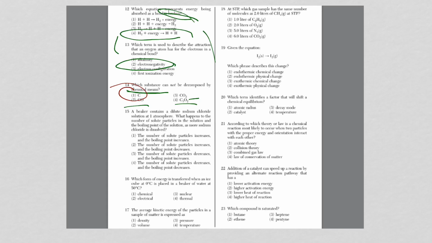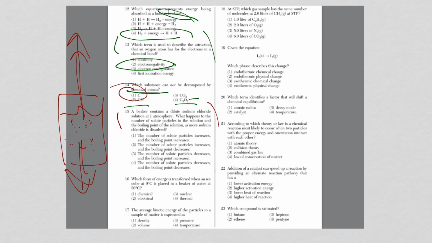Okay, for 15, a beaker contains a dilute sodium chloride solution at 1 atm. What happens to the number of solute particles in the solution and the boiling point of the solution as more sodium chloride is dissolved? Well, this is known as colligative properties, and what that means is that when I have pure water, we know that pure water, we say it boils at 100 degrees Celsius and it freezes at 0. But as soon as I put something that dissolves in water, it raises the boiling point at the same time it lowers the freezing point. So in order to do that, we're going to add solute particles. The more we add, the more the boiling point gets raised and the freezing point drops.